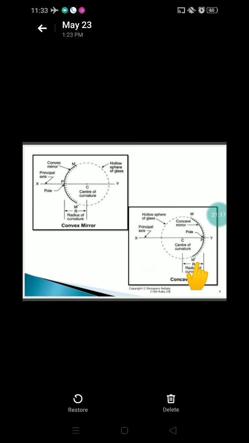Likewise, this is our concave mirror, and this is a part of this sphere, and this sphere has a center, and this center is called the center of curvature. Okay, clear? Now we are moving to the next term.